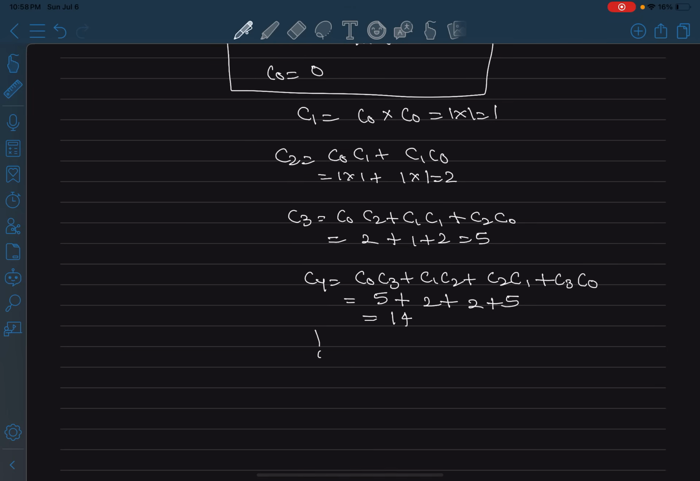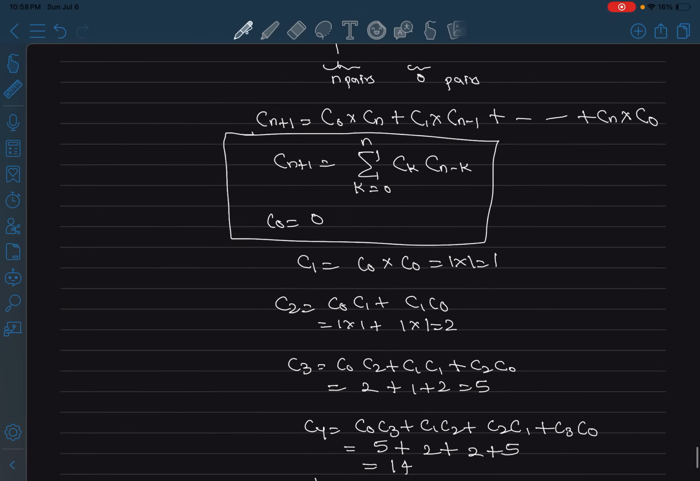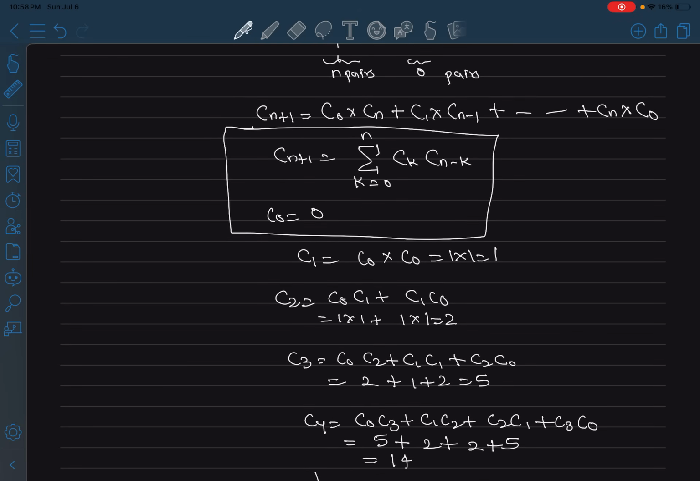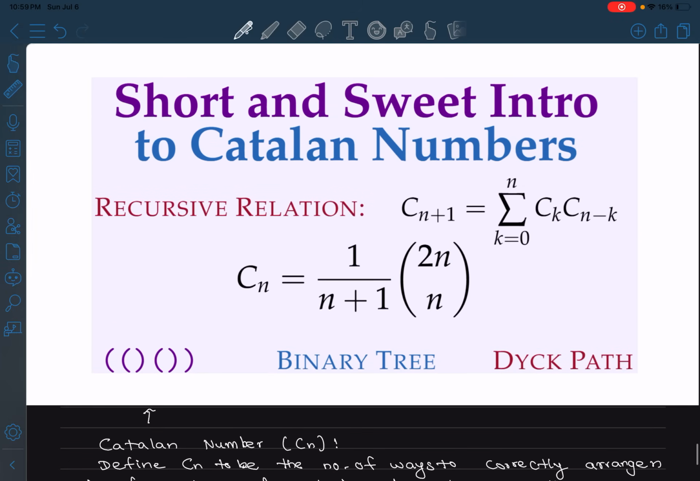But instead of using this recurrence and finding all the lower values one by one, it will be much nicer if you have an explicit formula, right? And definitely there is one, it's already on the screen. So let's try to see how we can find that explicit formula.